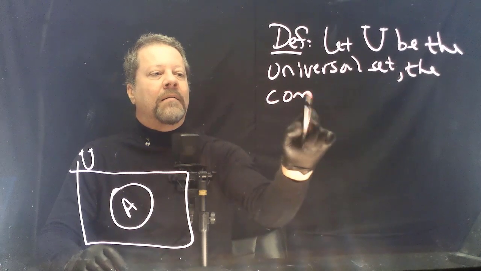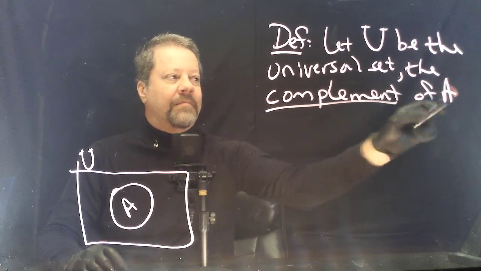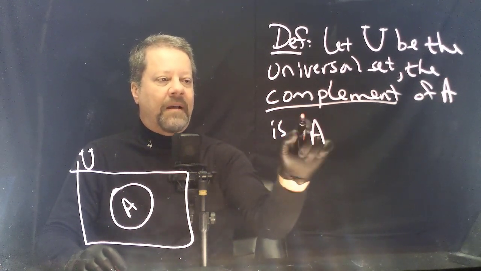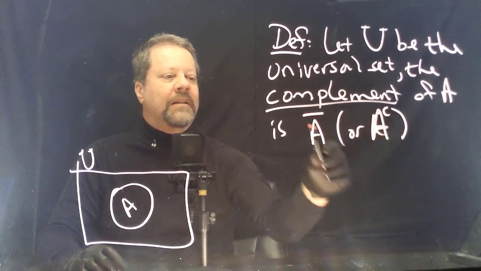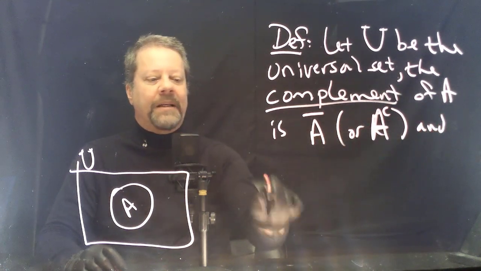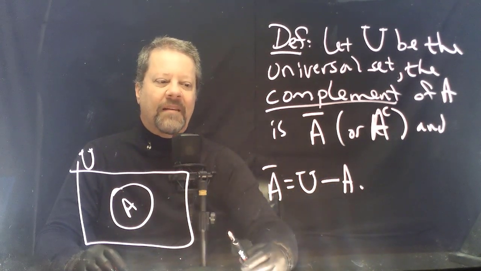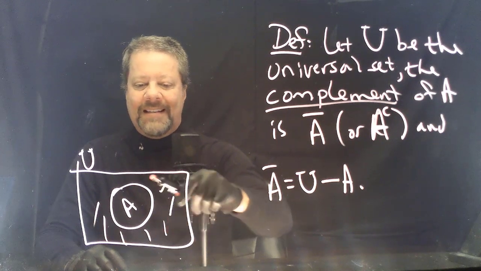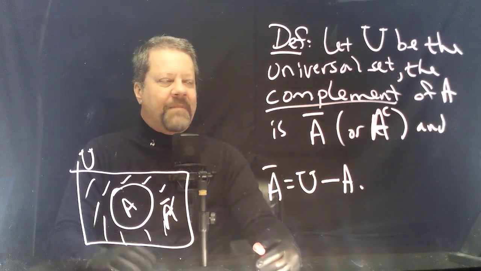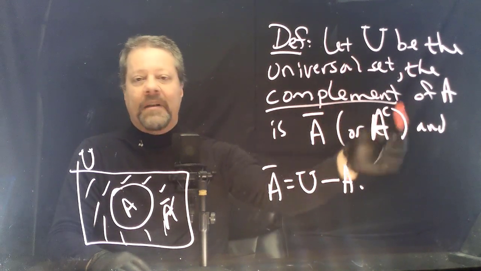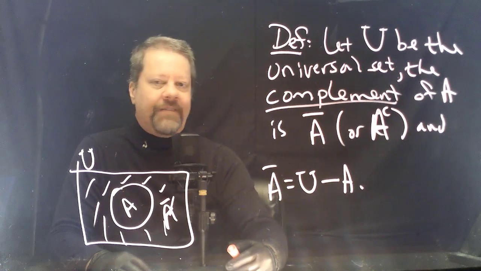The complement of A is a bar or a complement, and we'll define it to be everything except what is in A. So A complement will be everything that isn't inside of A. It might be better to refer to the complement of A inside of some other set, U. So that would be a valid definition in that case.